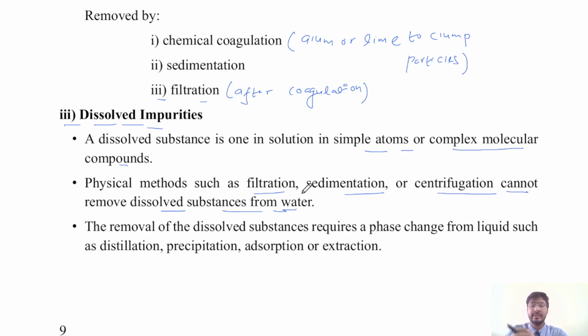It cannot be removed by physical means like filtration or settling, but removal requires advanced methods like distillation. Distillation means converting water to vapor and recondensing it. And precipitation is a chemical process to form insoluble particles. And adsorption means using activated carbon, or extraction techniques.